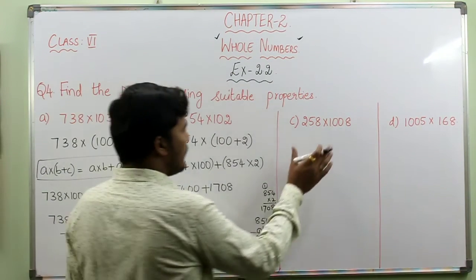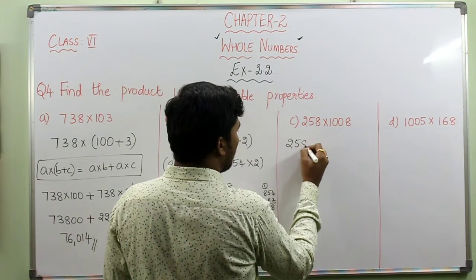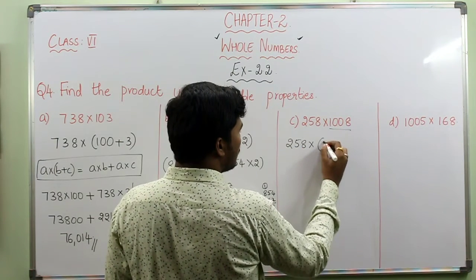Okay, the next one is 258 into, you can split this as 1000 plus 8.